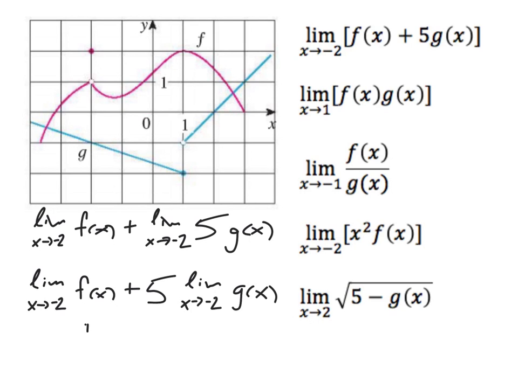So it's going to be 1 plus 5 times, okay, now I need the limit as x approaches -2 on g. So go over to -2, go down to the g graph. What is it approaching? -1 in this case. And so it's going to be 5 times a -1. All right, so now I can actually find the answer finally. So 5 times -1, of course, is -5, plus the 1 gives me -4 as our final answer there.